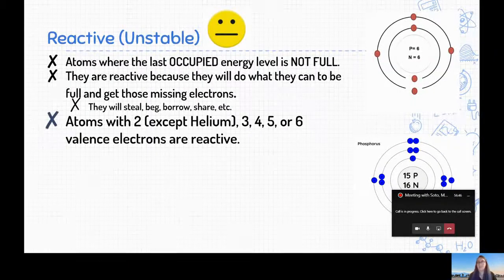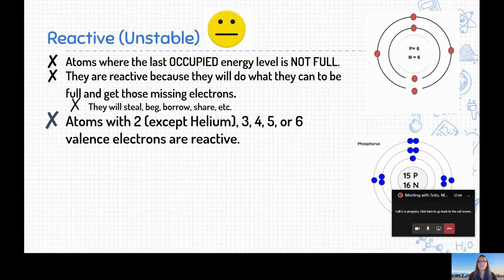Then we have the unstable elements. That is whenever any of the rings are not full. Okay, so if the last ring that it has is not full, even if the first ring is full, if it has 2 rings and the second ring is not full, it's not happy.